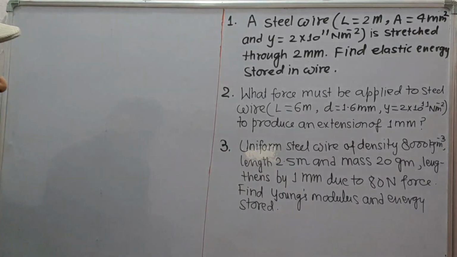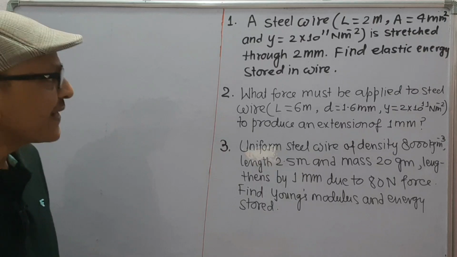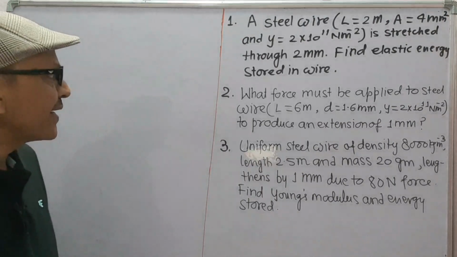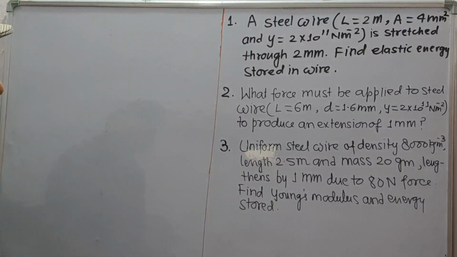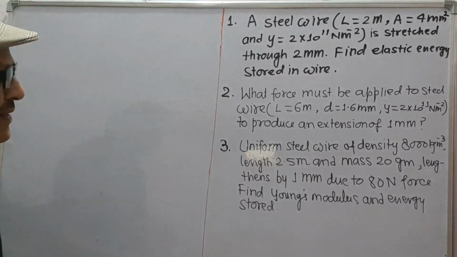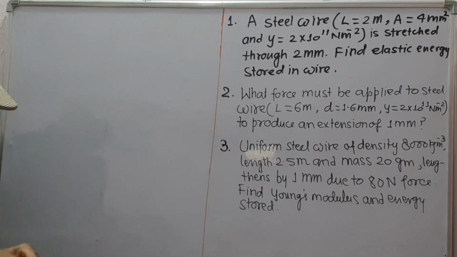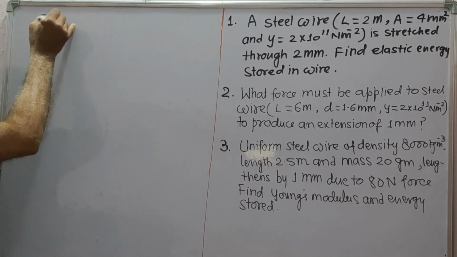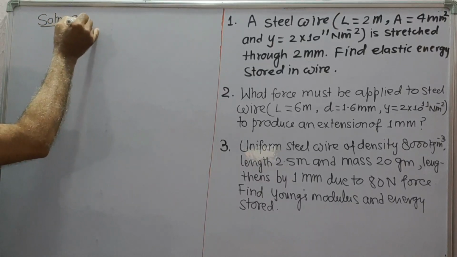Now first question: a steel wire of length 2 meter, cross section area 4 millimeter square and Young's modulus 2 into 10 to power 11 Newton per meter square is stretched through 2 millimeter. Find the elastic energy stored in the wire. Now, solution to question first.